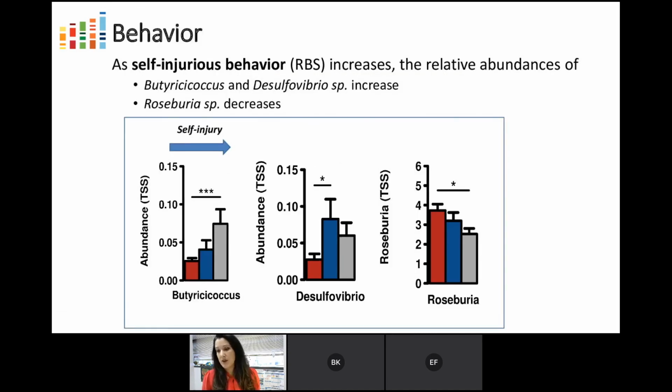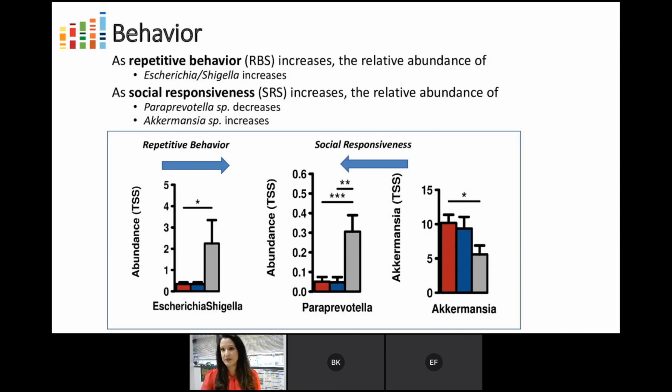So looking specifically at behavior, one of the more concerning behavioral issues in children with autism is self-injurious behavior. It has been hypothesized many times that the presence of self-injurious behavior is closely associated with the presence of abdominal pain, many times undiagnosed abdominal pain. So what we can see here with regard to the microbiome is as self-injurious behavior manifests or increases, we see an association with an increased abundance of Butyricoccus and Vibrio, as well as a decreased abundance of Roseburia.